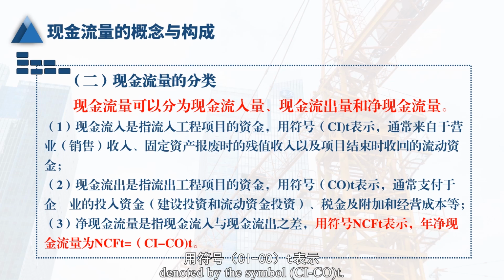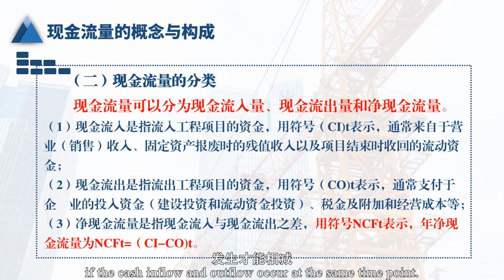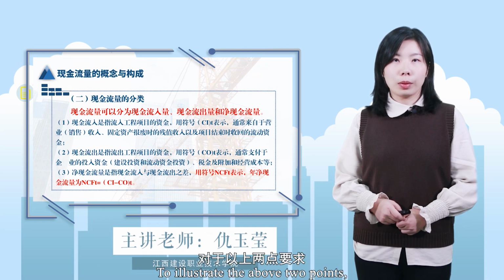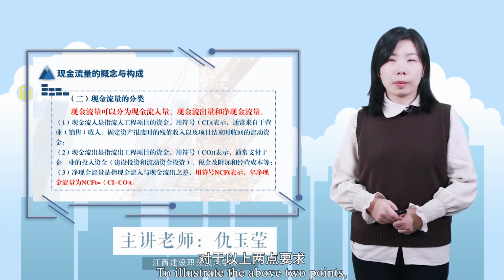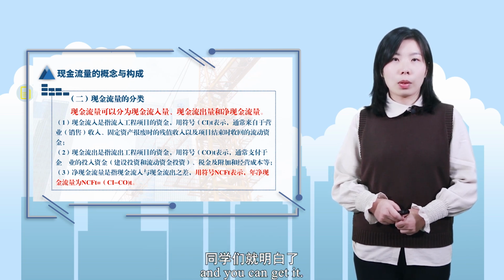Third, net cash flow refers to the difference between cash inflow and cash outflow, denoted by the symbol (CI-CO)_t. It's important to note that the subtraction can only be made if the cash inflow and outflow occur at the same time point. To illustrate the above two points, let me give you a simple example, and you can get it.